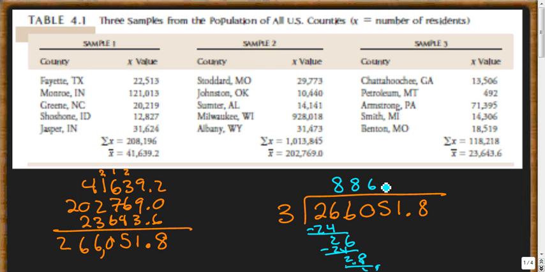Whoa. This is 8 again. So that's 24. So we get a 1, 1. That goes in 3 times. 3 times 3 is 9. So we got 2, 8. And that goes in 9 times-ish. And then we can go on down the line. But basically about 88,683 would be the mean of all of these counties. So that's really all you have to do, just add stuff up and divide. How hard is that?